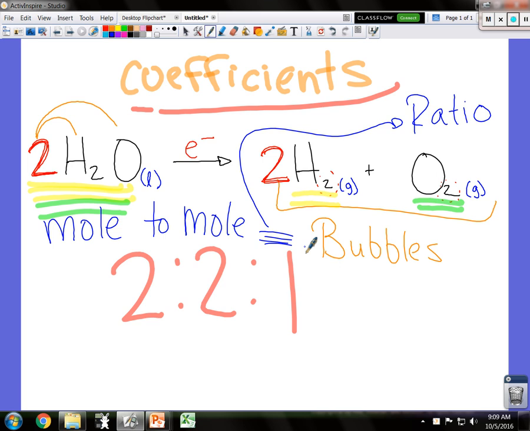Just know, where does it come from? What did I do? I know, I do that a lot. And there's a reason, because guess what? When I come back to it in a few weeks, you'll be like, oh yeah, I've heard of that before. It's not brand new. Okay? So the mole to mole ratio comes from the coefficients.